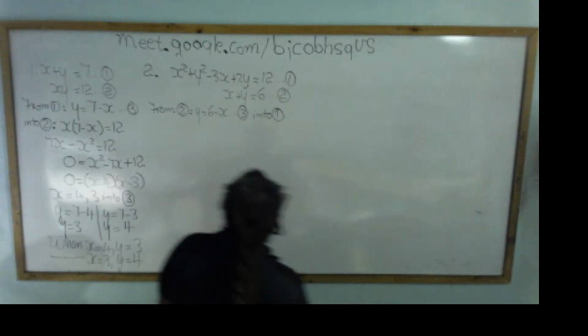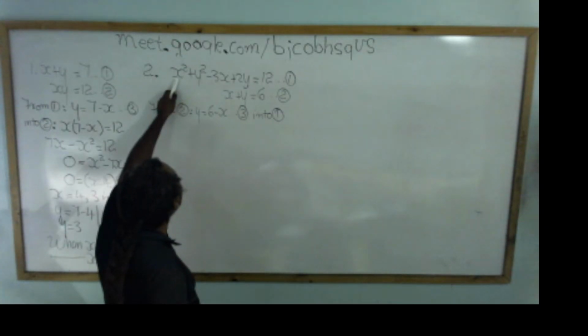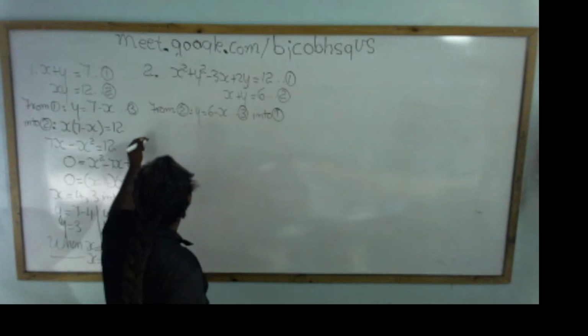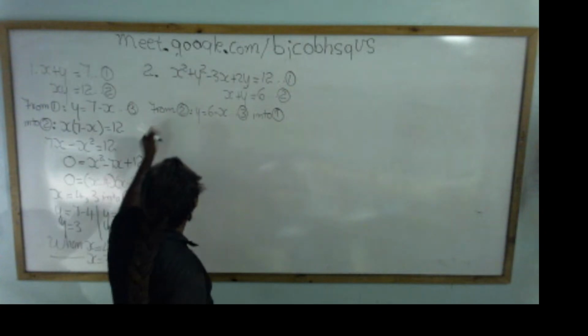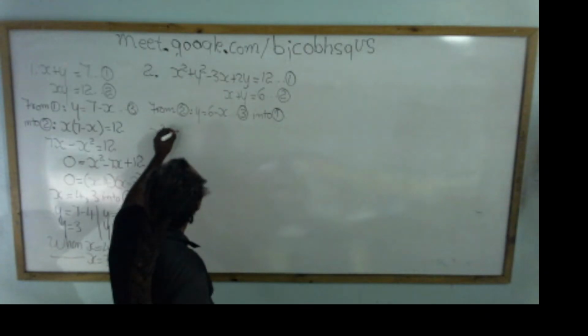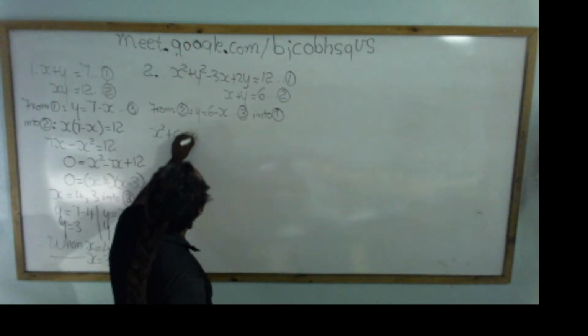So we begin. X squared. We're going to put that into equation 1. Y is equal to 6 minus x. We're going to put that into equation 1. First thing we have is x squared, so let us put that down. X squared plus y squared. What is y? 6 minus x. So 6 minus x all squared.